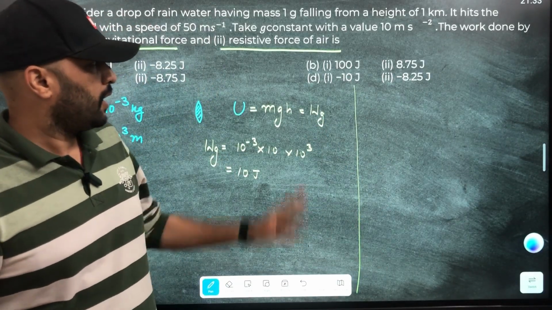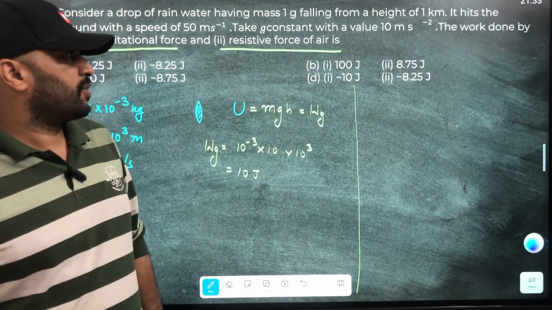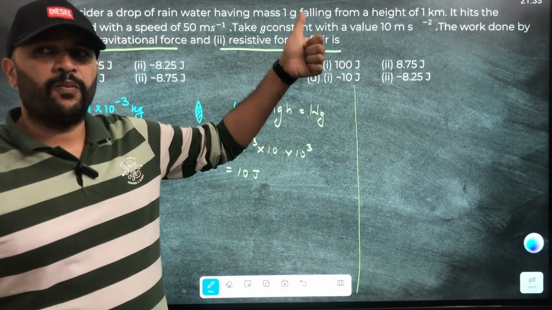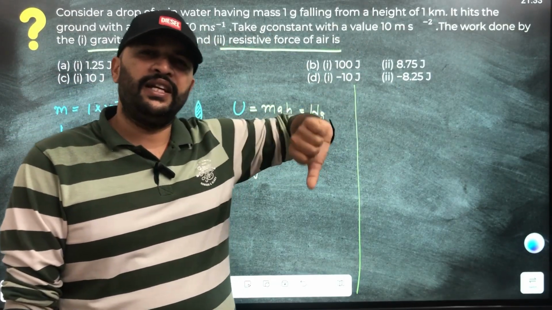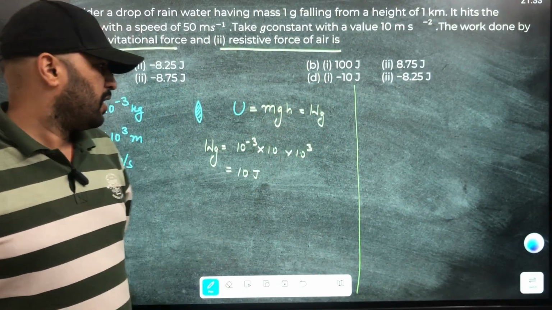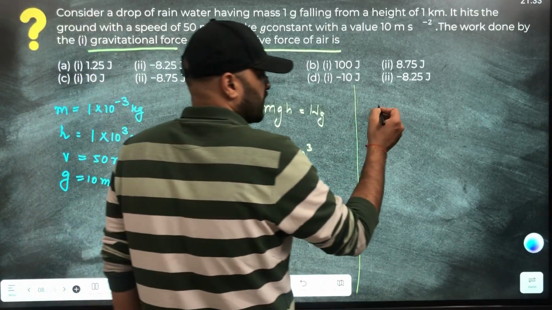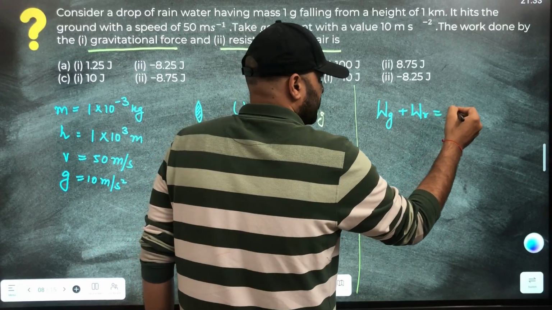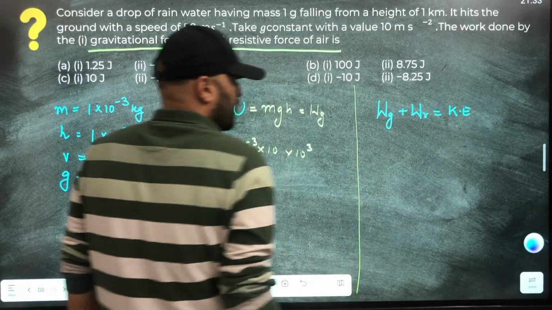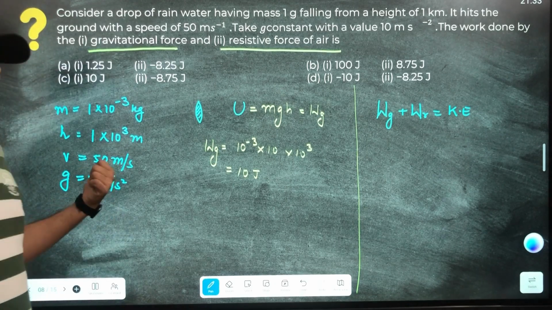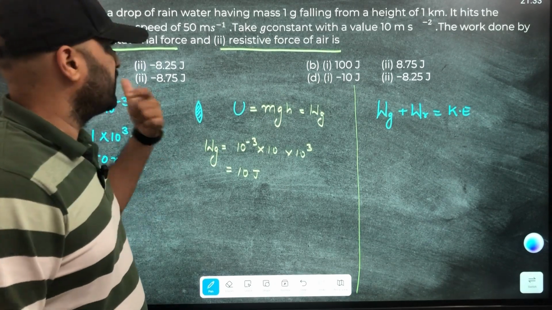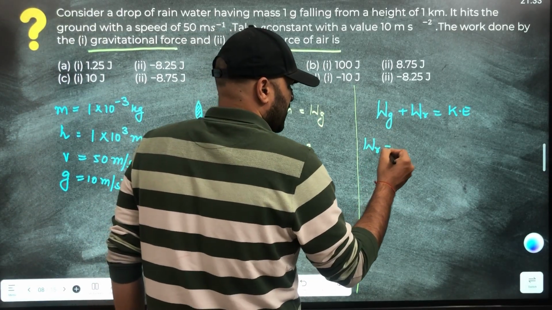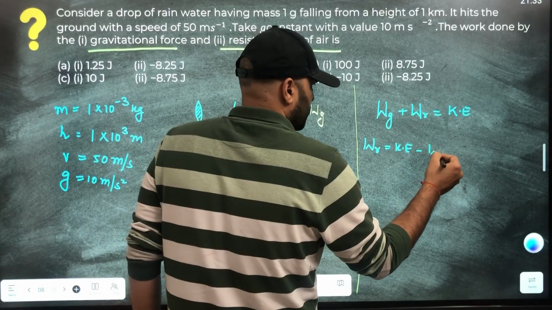Okay. Now they are asking what is the work done by the resistive force of the air, right? Now there are two works being done. One is gravity downward, another one is upward. No need of going into force, otherwise you will need directions. We can use our simple work energy theorem. It says that the total work done by gravity as well as the resistive force will change the kinetic energy of this drop. We already have the velocity with which it is falling down at the end, that is 50 meter per second. So work done by the resistive force will be kinetic energy of the drop minus work done by gravity.